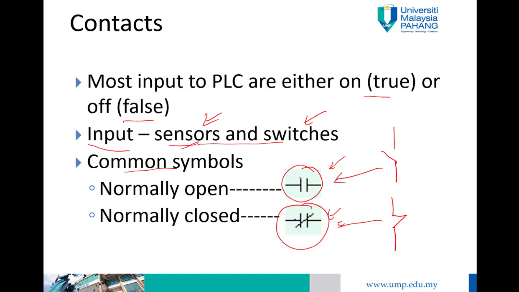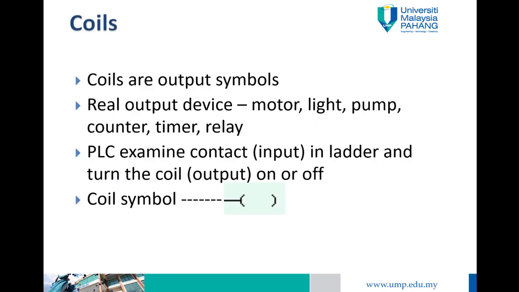So from this diagram we already know that if we supply the voltage, it is stopped here before it is actuated. But for this normally closed, if we supply the voltage, the voltage can flow to the next side. So that is the normally closed type.